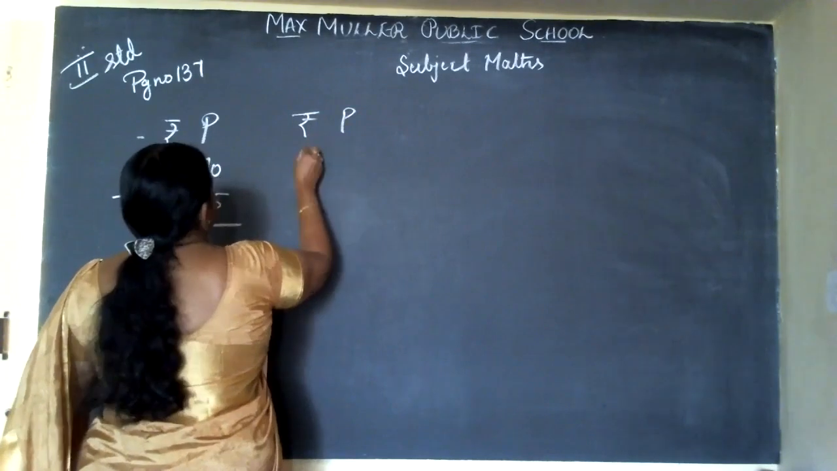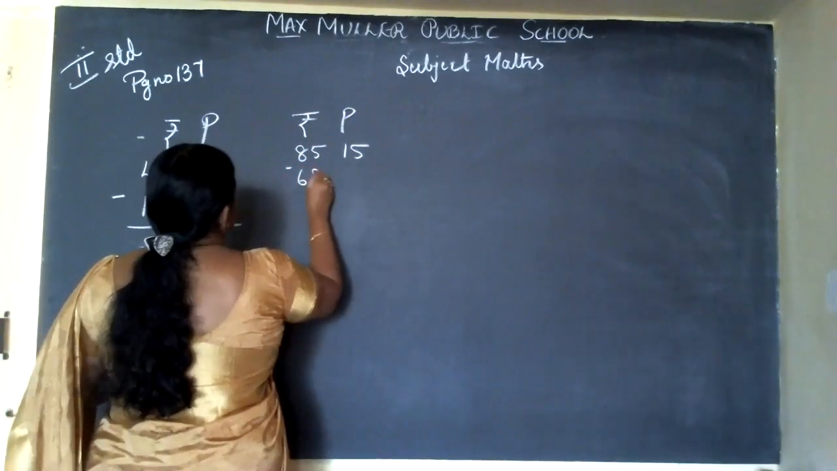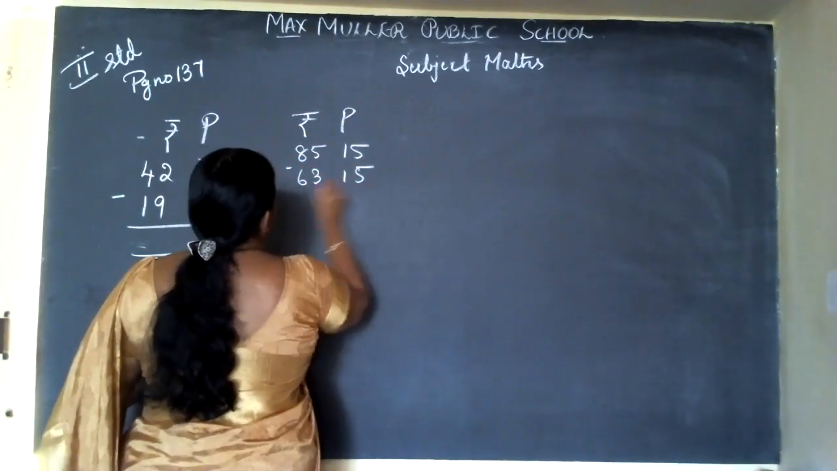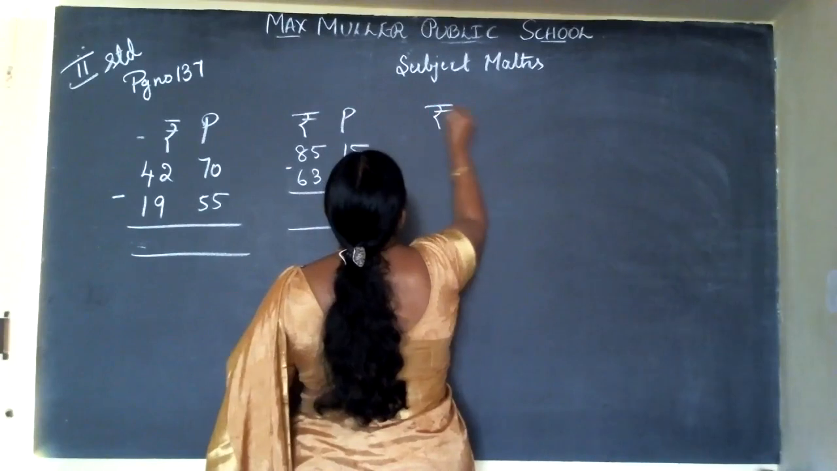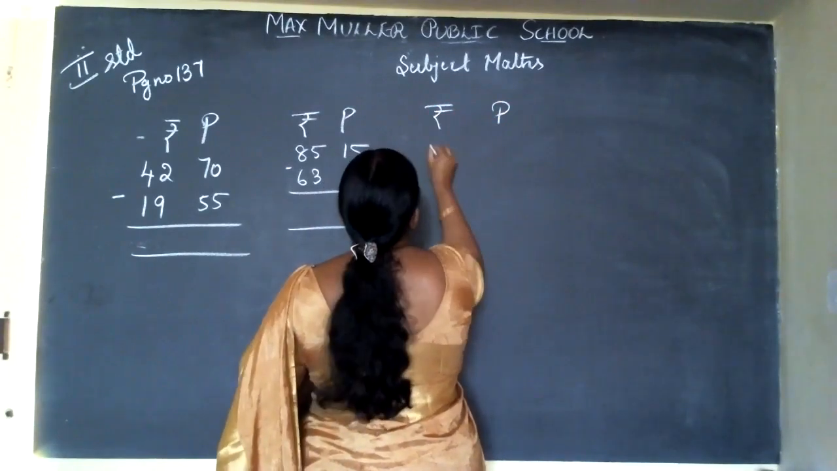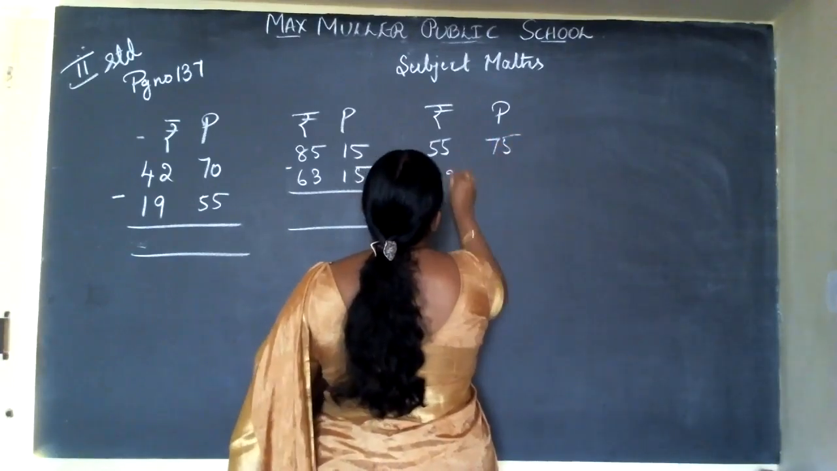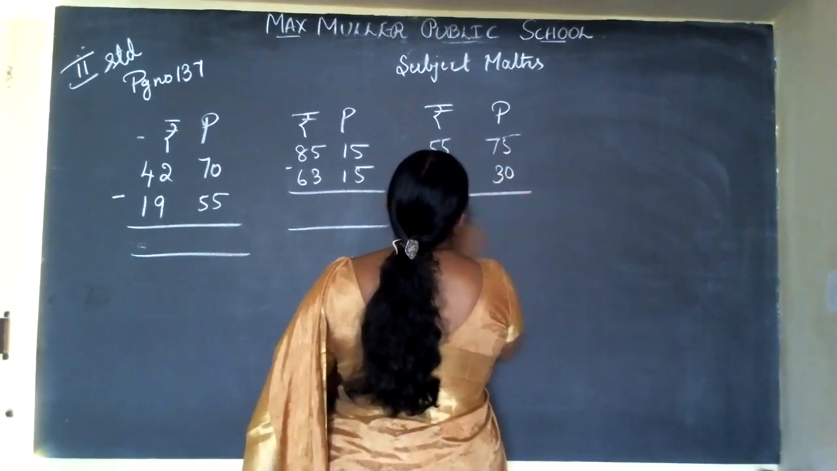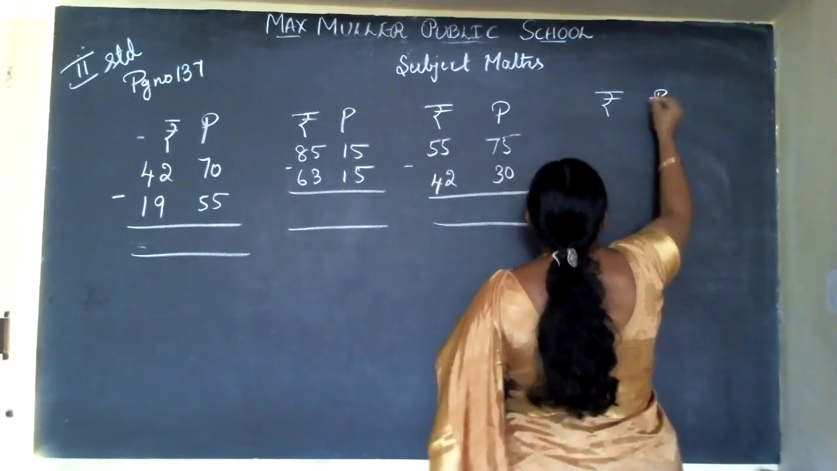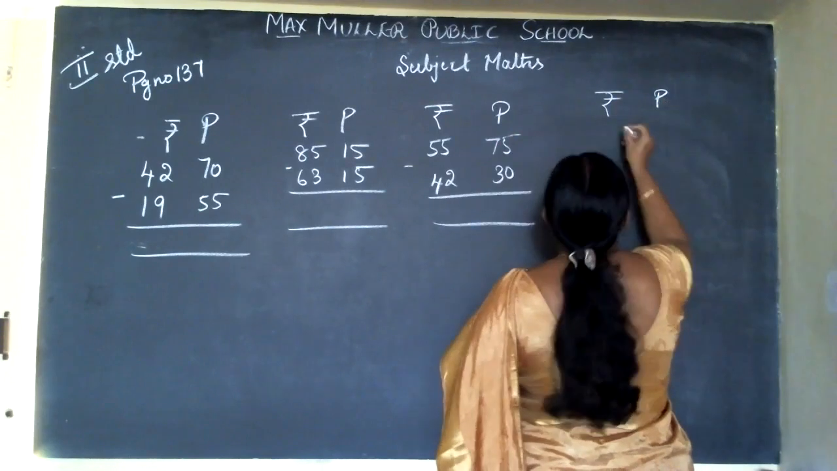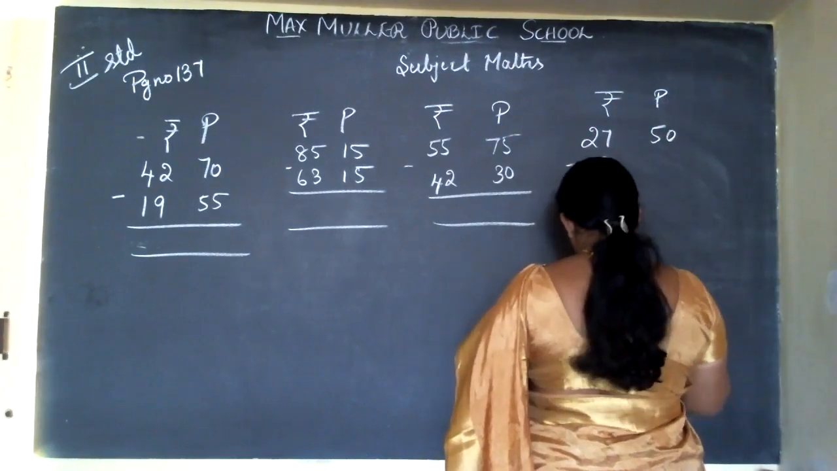85, 15, minus 63, 15. Rupees, paisa, 55. 75, 42, 30. Next sum, rupees, paisa, 27, 50, 9, 40.